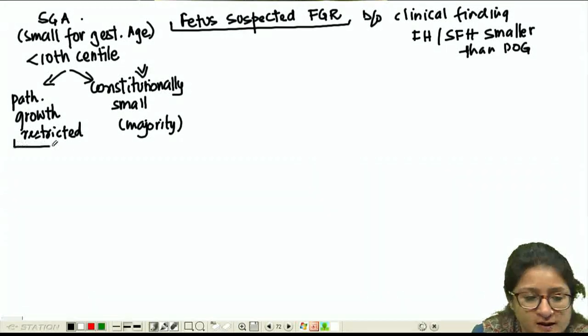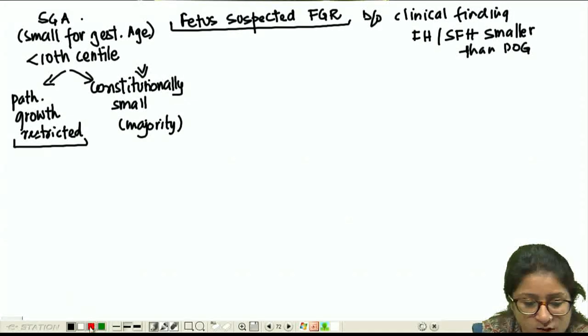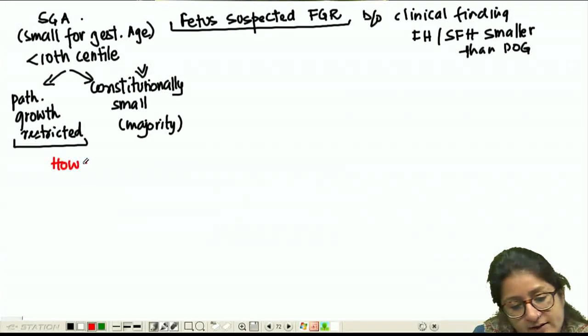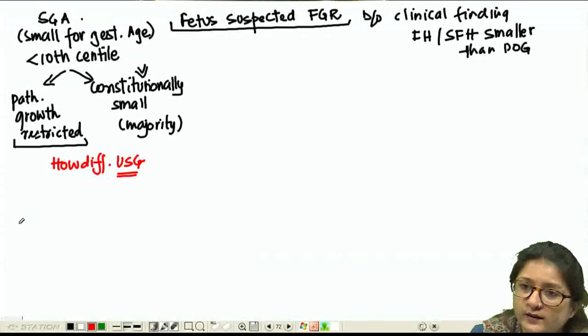Few are pathologically growth restricted. How do we know if it is pathologically growth restricted? How do we differentiate? We differentiate by performing an ultrasound. What do we do in an ultrasound?